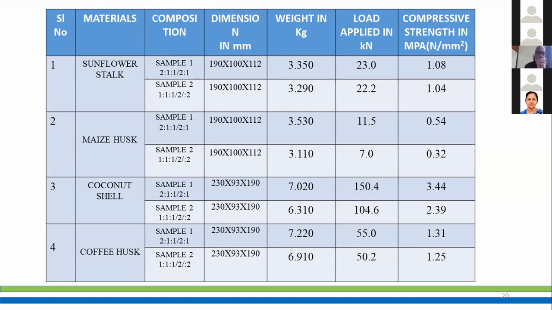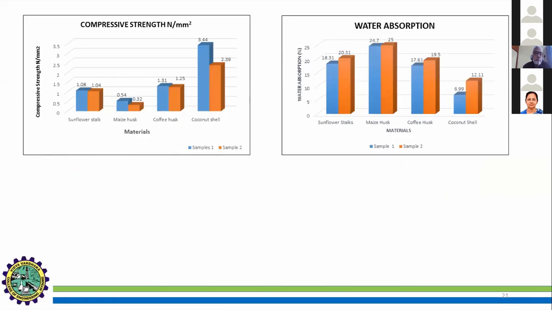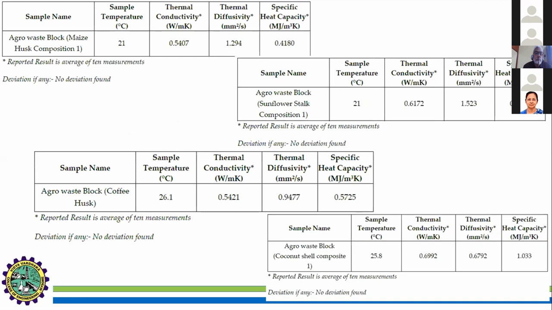But over time, if we keep the corn cob for a year, it will degrade. In order to use that corn cob, we need some treatment. For different materials like sunflower stalk, maize husk, coconut shell and coffee husk, we obtained data on compressive strength compared with conventional materials. Some tests we carried out after manufacturing the blocks, and some tests we did in TERI, Delhi, at regular temperature: the thermal conductivity, thermal diffusivity and specific heat capacity of the material were identified and compared across the different agricultural wastes.